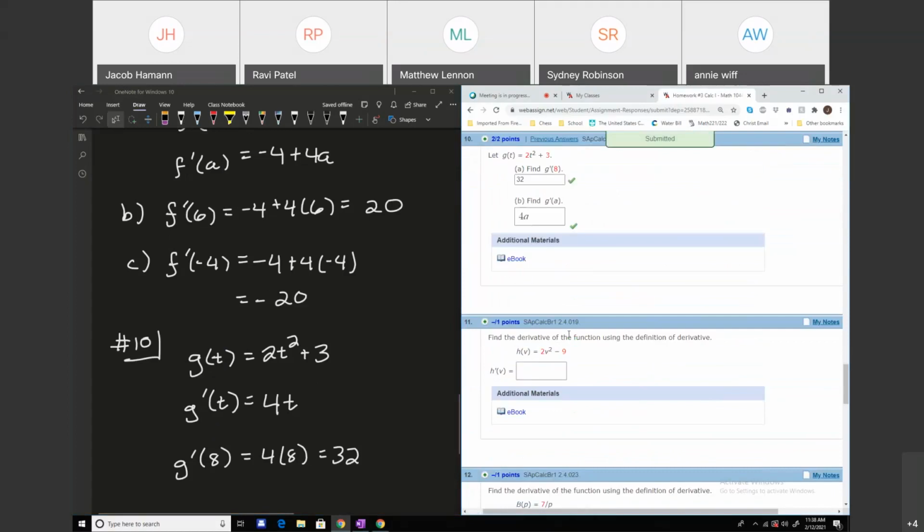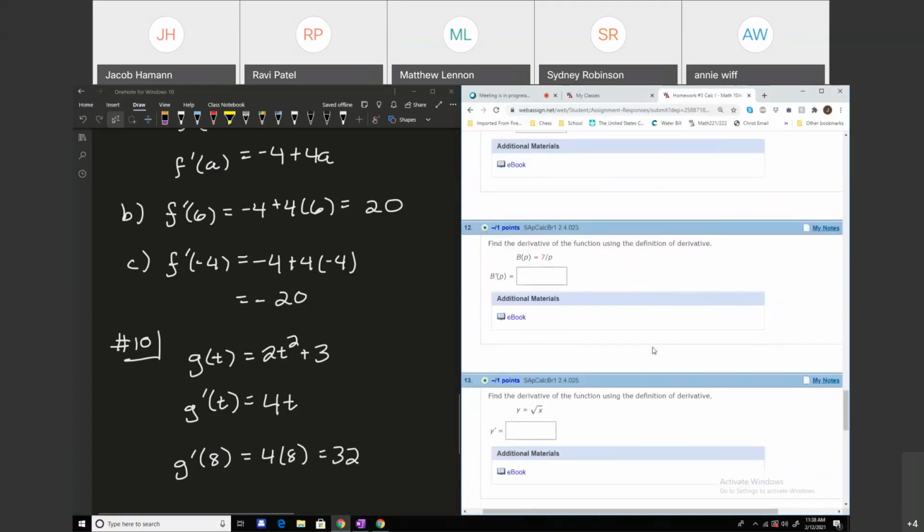Right, so simple enough. Number 11, just take the derivative. So pretty straightforward there.